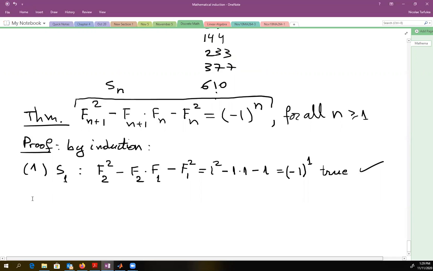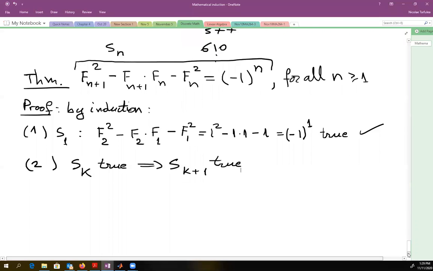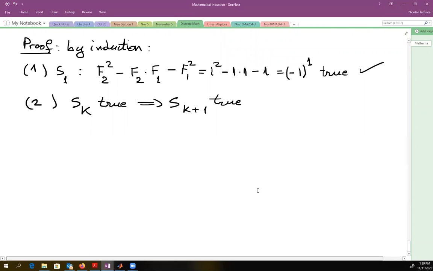Now, step 2. We need to prove that if Sk is true, then this implies Sk plus 1. So Sk implies Sk plus 1. This is what we want to prove. Okay, so how do we prove that? Well, brute force.